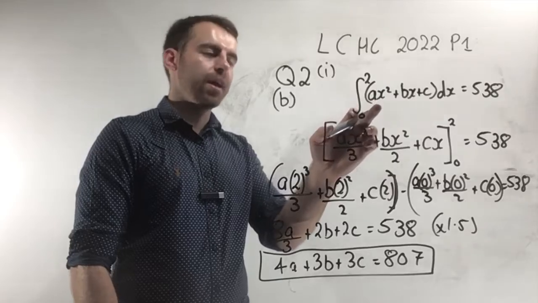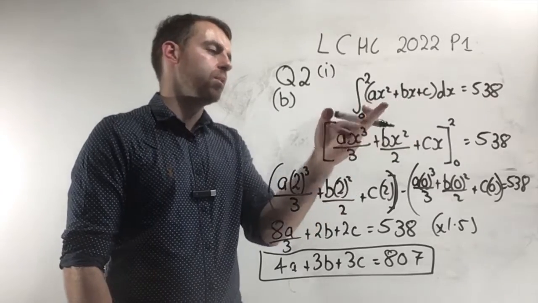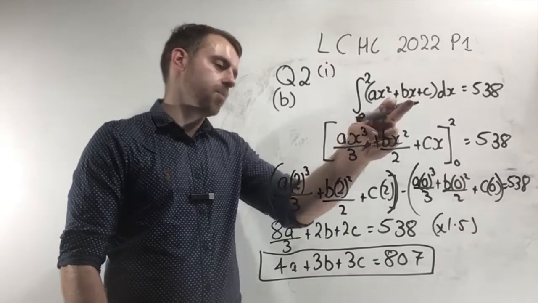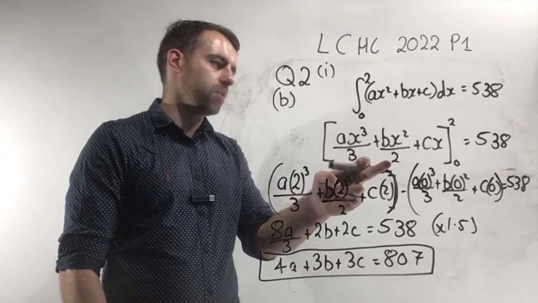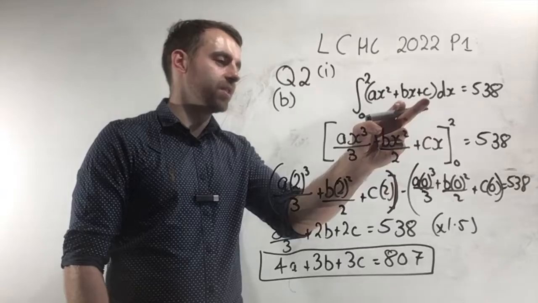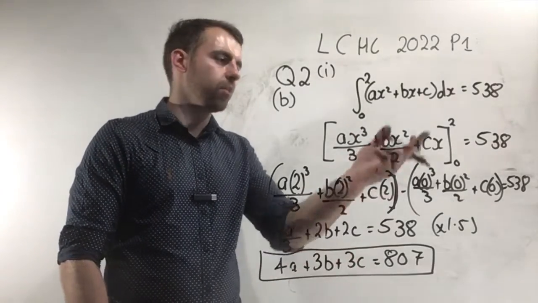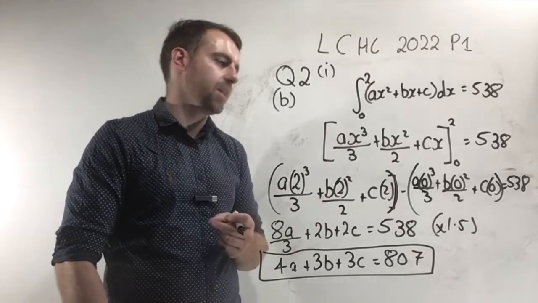If we integrate ax squared plus bx plus c, well, the integral of ax squared is ax cubed over 3. The integral of bx to the power of 1 is bx squared over 2. The integral of c is cx. We don't add a constant of integration this time because there's limits. You don't add the plus c at the end.